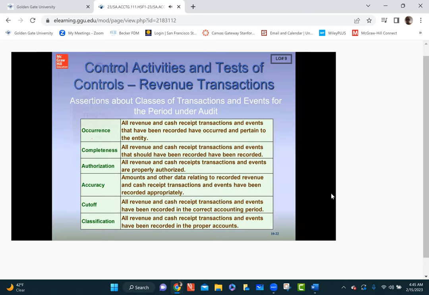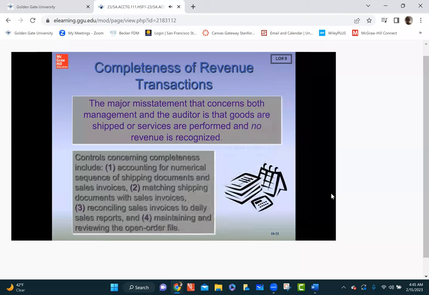Okay, good. Now you come over and you take a look at this next slide and completeness of revenue. Okay. And with the completeness of revenue, now we're going to go the opposite direction. So we can do some things like find the sales invoices, the shipping documents, and take them back to the sales invoice, right? Maintaining and reviewing the open sales order, okay?